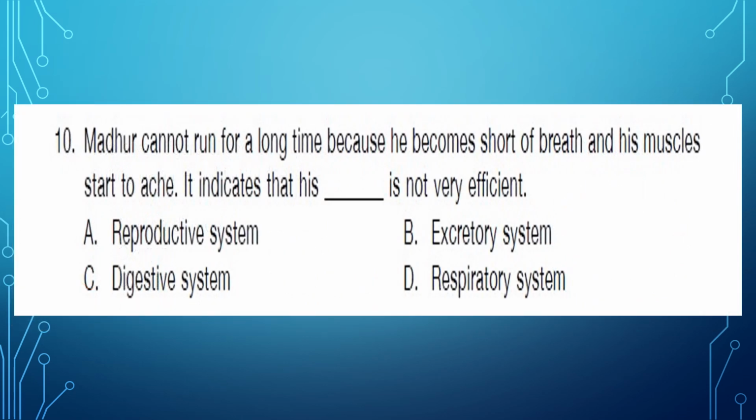Question number 10. Madhur cannot run for a long time because he becomes short of breath and his muscles start to ache. It indicates that his dash is not very efficient. Option A, reproductive system, B, excretory system, C, digestive system, D, respiratory system. And the right answer is option D, respiratory system.